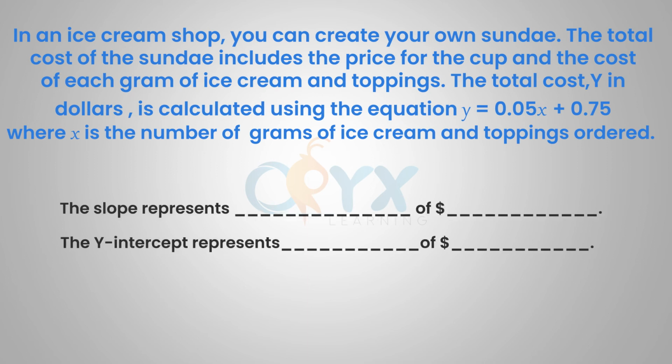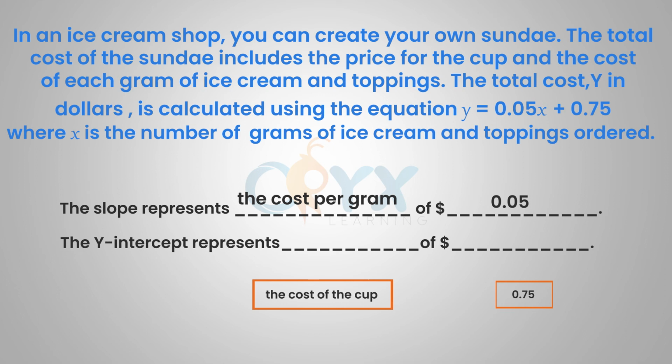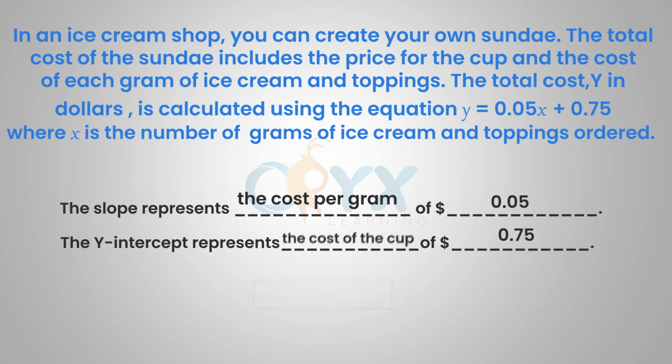So in this particular scenario, the slope of the equation would be 0.05, and it would represent the cost per gram. The y-intercept of the equation is our b value, the 0.75, and it represents the cost of the cup.